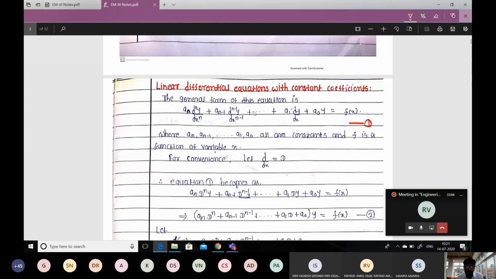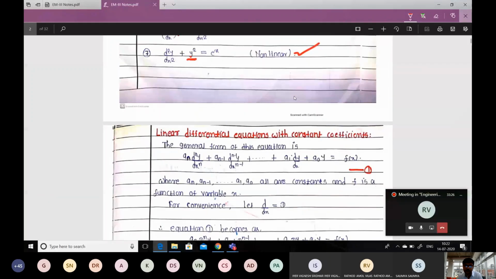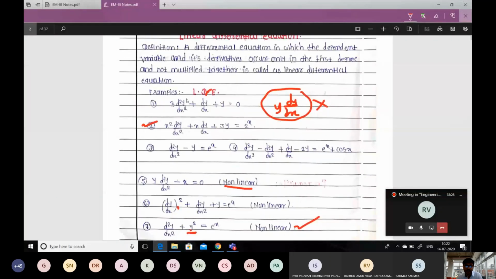Let me signify all the notations. Here an, an minus 1, up to a1, a naught all are constants. Constant means they can be integer, they can be fraction, they can be any real number. These are all constants because we are dealing with the particular type of linear differential equation having only constant coefficients. If you look at differential equation number 1, you can see the only coefficients are constants, 3, and the coefficient of this term is 1, coefficient of this term is also 1.